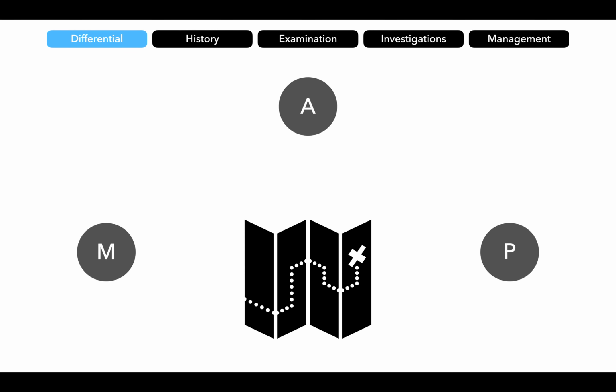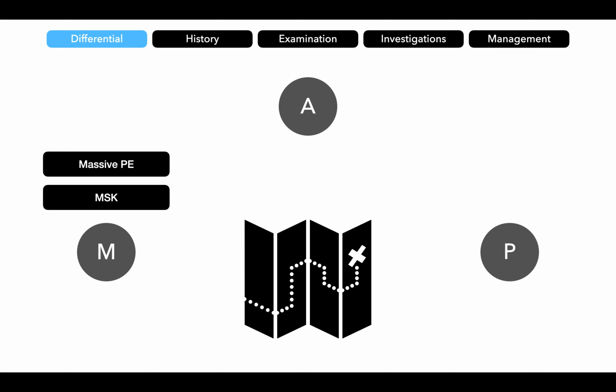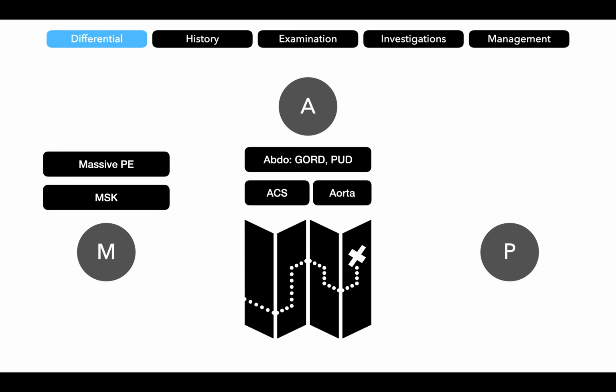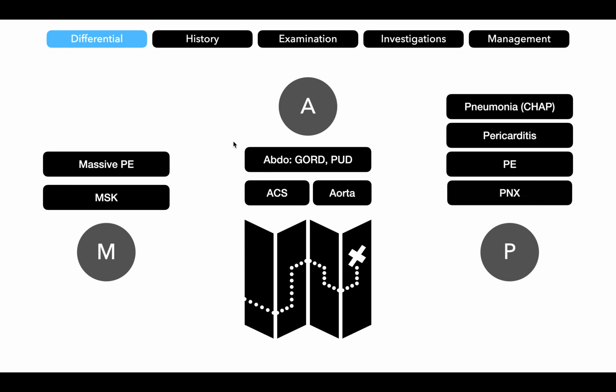So if we follow the breadcrumb trail at the top, we'll begin with a differential list. Now I like to think of getting your map out because you're looking for the cause of chest pain. It just so happens that the most common and important causes of chest pain begin with M, A, or P. So your M is a massive PE, or MSK problems like costochondritis. A is abdo, referral pain like GORD or peptic ulcer disease, ACS and aortic dissection. And there's a few P's.